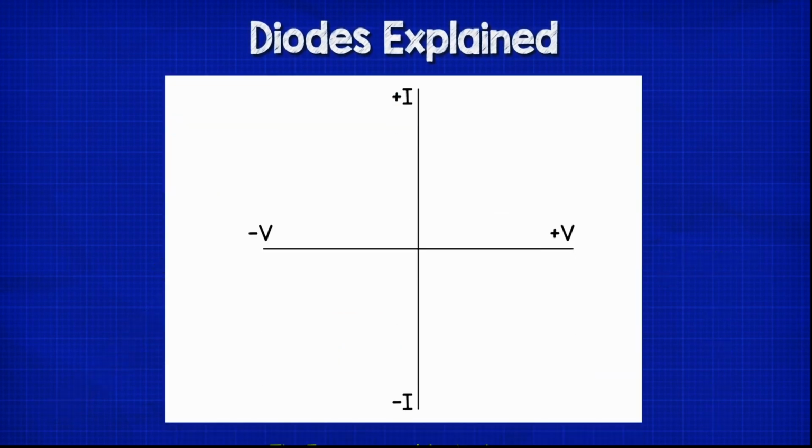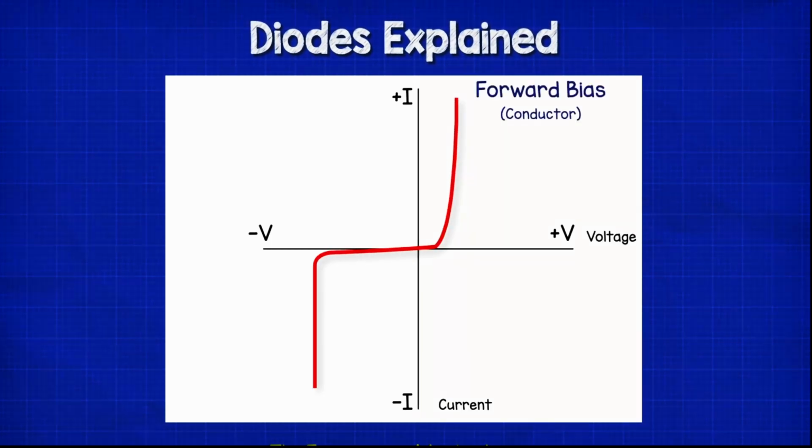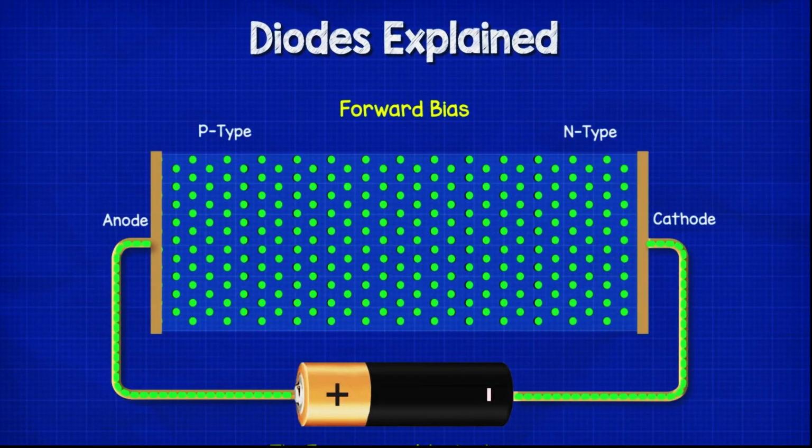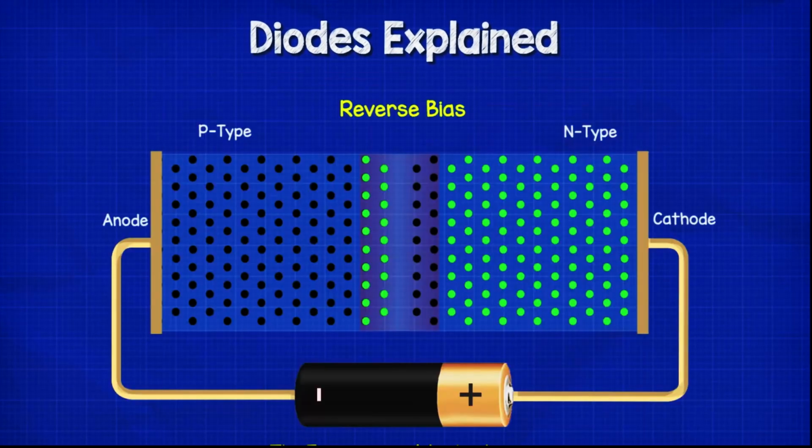The diode will have an IV diagram that looks something like this. This diagram plots the current and the voltage characteristics and forms this curved line. This side is how it should perform when acting as a conductor, and this side when acting as an insulator.